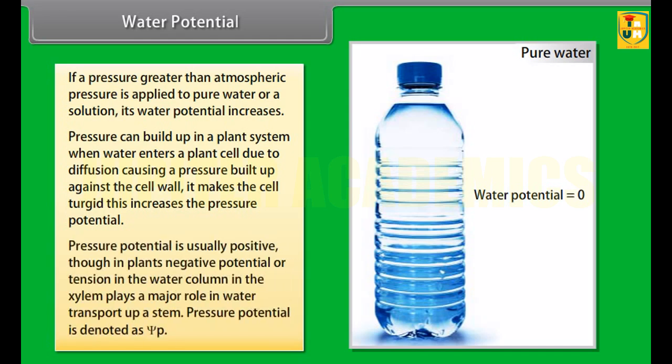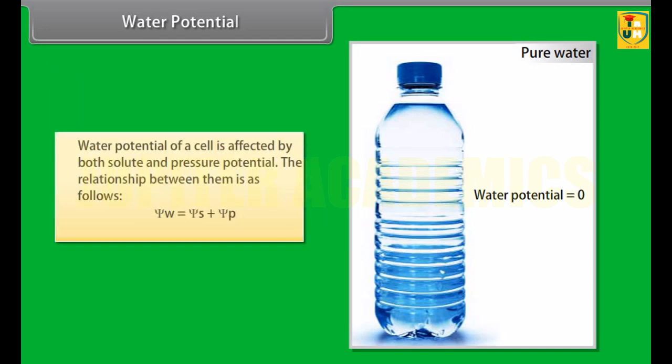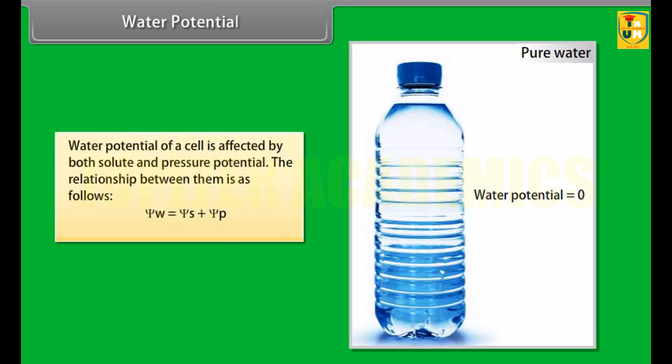Pressure potential is usually positive, though in plants, negative pressure potential or tension in the water column in the xylem plays a major role in water transport up a stem. Pressure potential is denoted as psi p. Water potential of a cell is affected by both solute and pressure potential. The relationship between them is as follows.